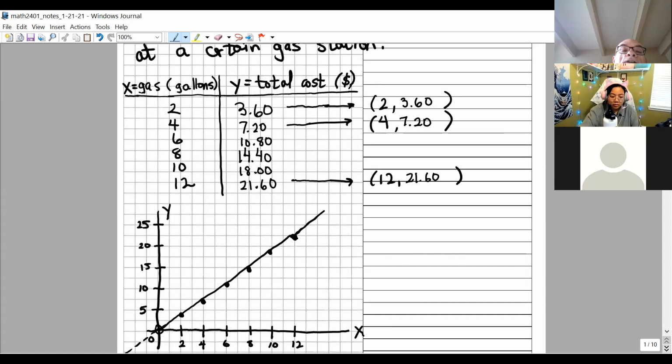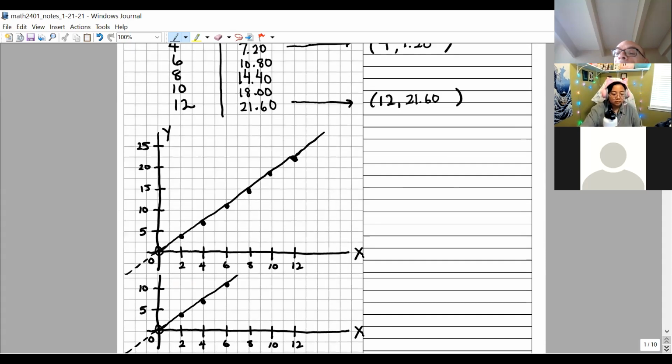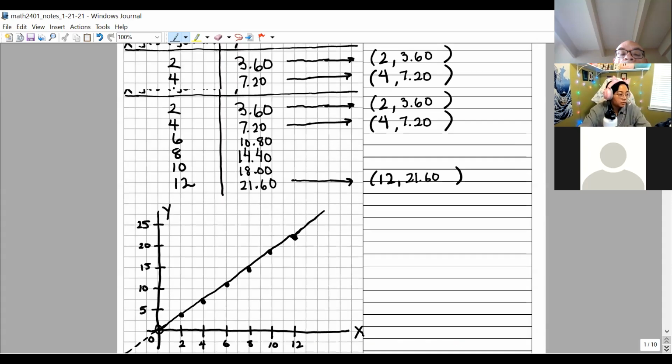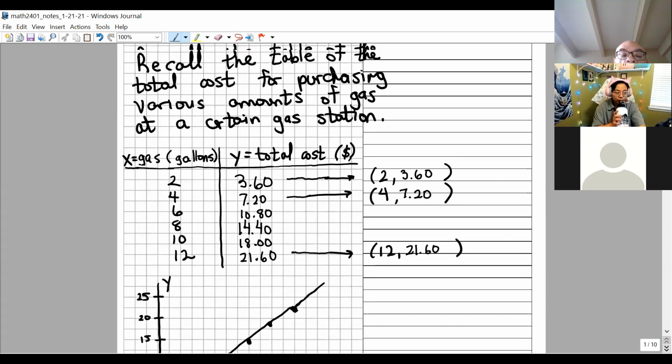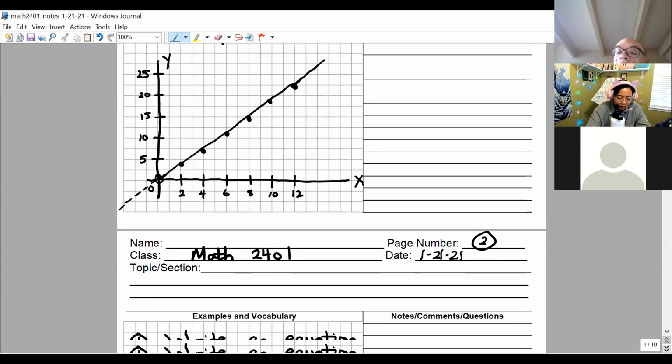Let's look back at the table here. So let's see, 2 gallons was 360, 4 gallons was 720, 6 gallons was 1080. So how much does that price per gallon have to be, based on what we can just see here in the table? $1.80. Yeah, $1.80, right? Someone typed 130, but you typed wrong there, I think.